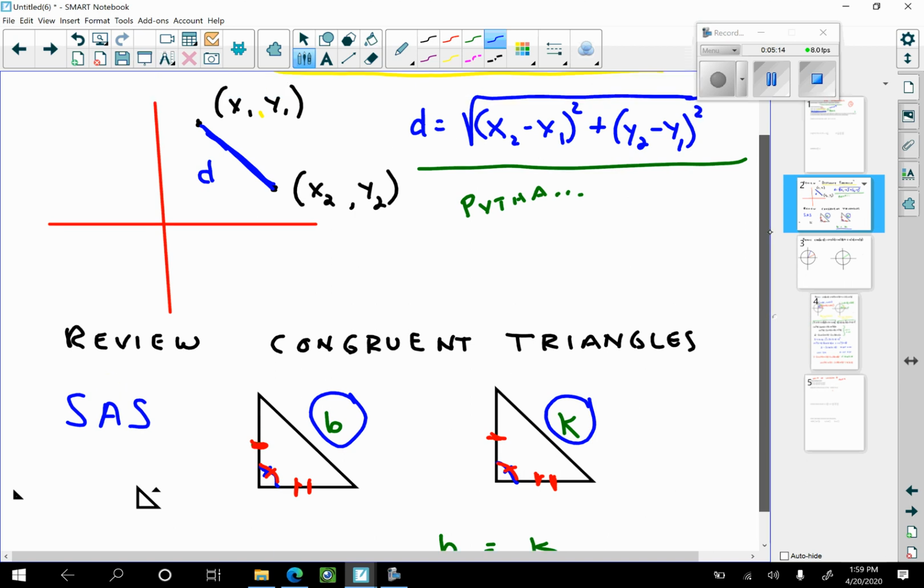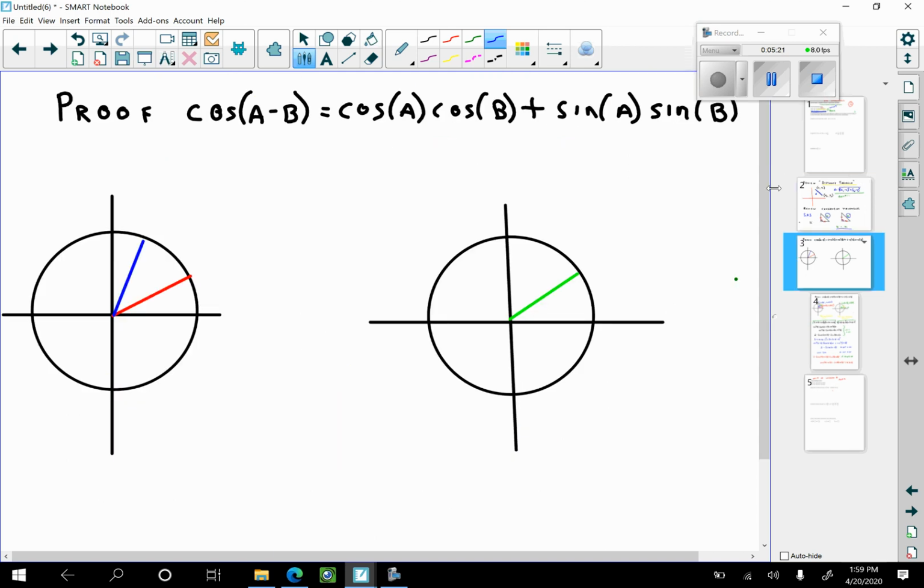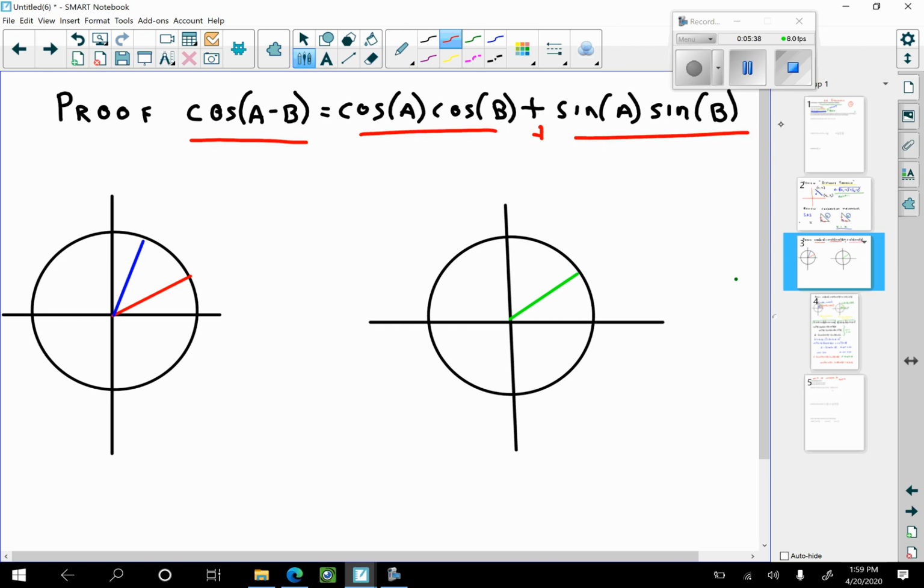Okay, so I'm going to need those two particular facts. I will be using those. Keep in mind, this is the proof that I wanted to do. I want to prove that the cosine of A minus B is equal to the cosine of A, cosine of B plus the sine of A, sine of B. Here we go. Let's jump into this proof.